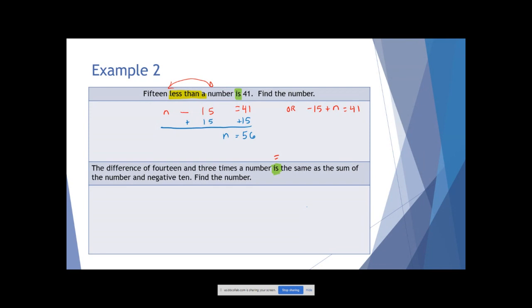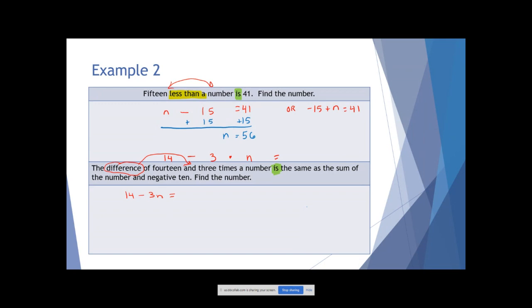So now I'm going to do the left side and then the right side. So I've got the difference of 14 and 3 times a number. When you see the word difference, that means subtraction. And the subtraction symbol then goes where the word "and" is. So I'm going to have my minus where the "and" is, which means then I have 14 minus, and then 3 times this number. This is literally the times symbol, so that's 3 times, and then let's say the number is n. So for my left side is 14 minus 3n, and then I have my equal sign.